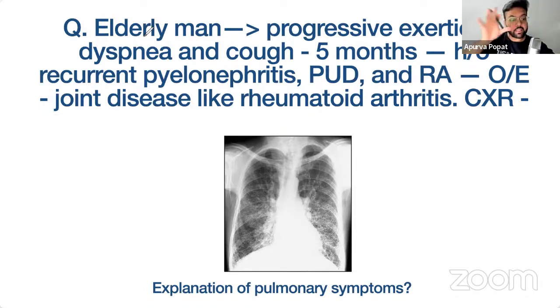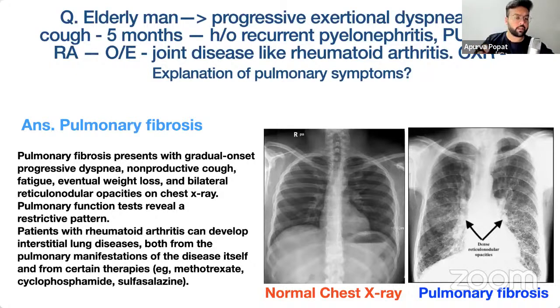At the same time, the dyspnea is because of lung fibrosis. So a rheumatoid arthritis patient can also get lung fibrosis, and this patient has dyspnea because of pulmonary fibrosis, a type of restrictive lung disease. Okay, so this is interstitial lung disease or lung fibrosis because of rheumatoid arthritis.